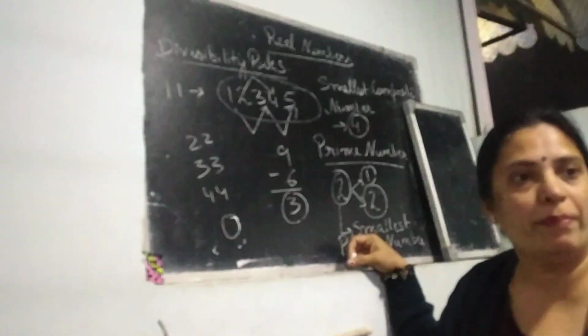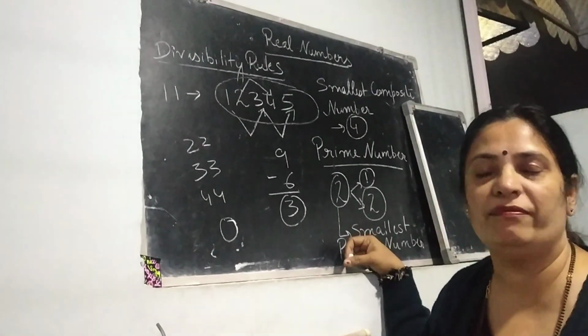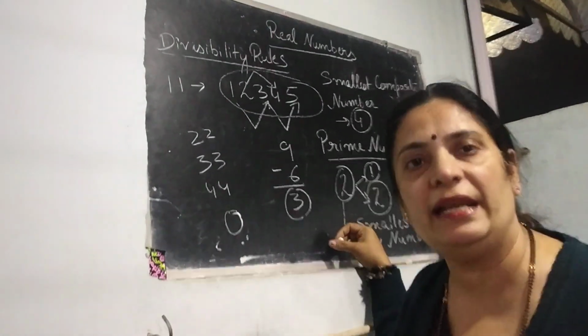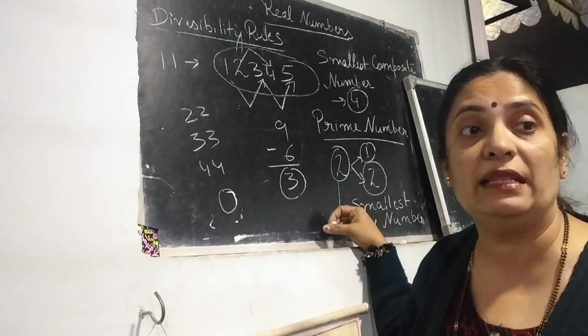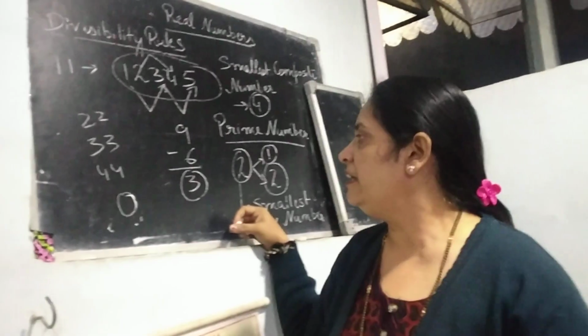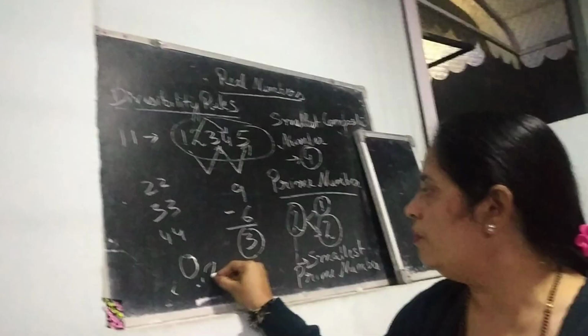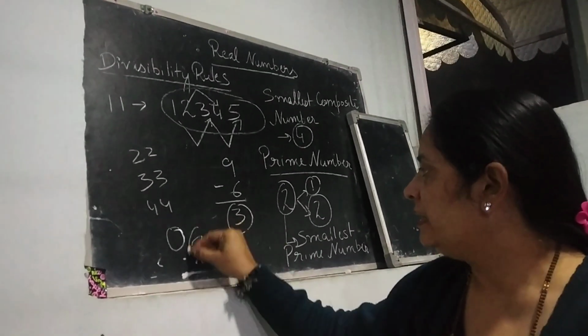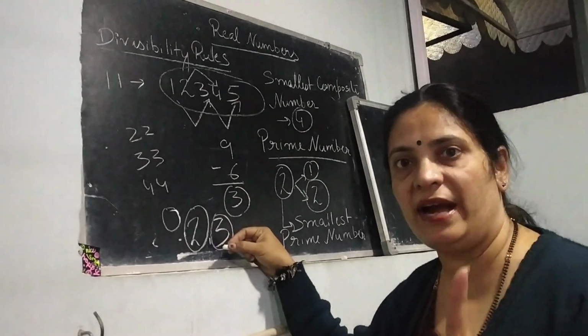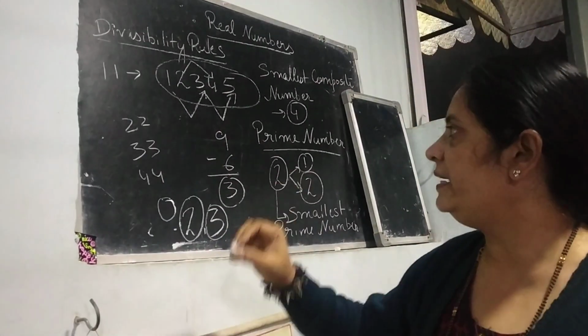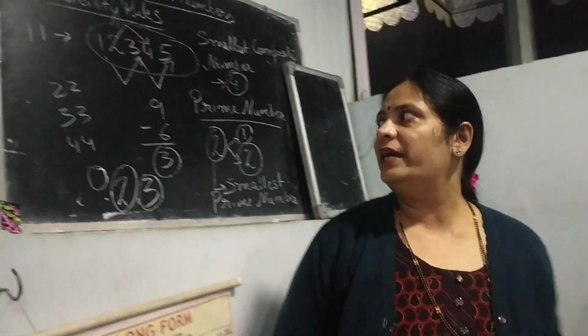Now, co-prime numbers are the numbers which do not have any common factor other than 1. Other than 1 means if the numbers are 2 and 3, they have only one common factor, this is 1. Suppose I am taking another number over here.